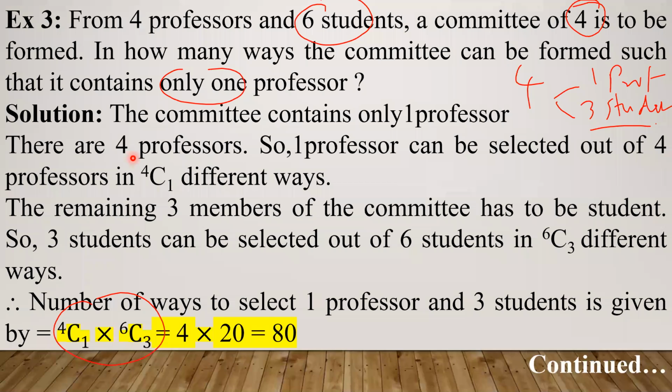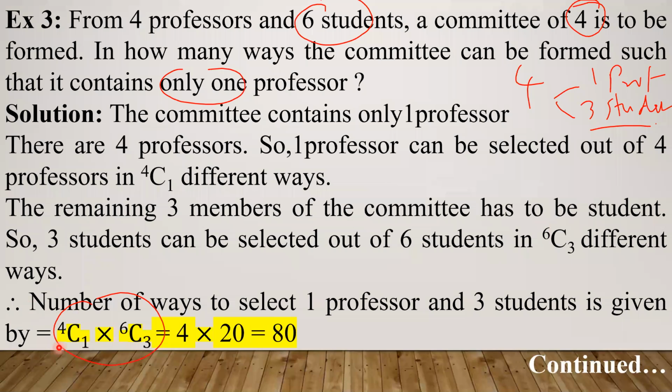From 4 professors you have to select one. It can be done in 4C1 different ways. Now see, one professor is done, the total committee has 4 people, out of which one is a professor, so the remaining 3 are who? The remaining 3 are students. Okay, and there are 6 students. The remaining 3 members of the committee have to be students. So the 3 students can be selected out of 6 students in 6C3 different ways. So the number of ways to select one professor and 3 students is given by 4C1 into 6C3.